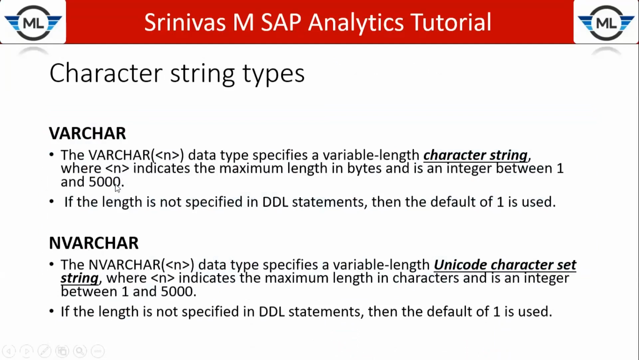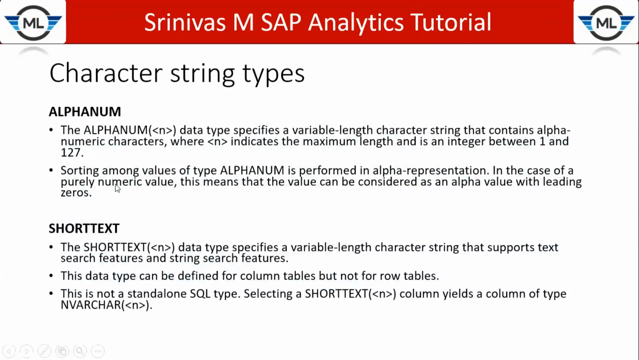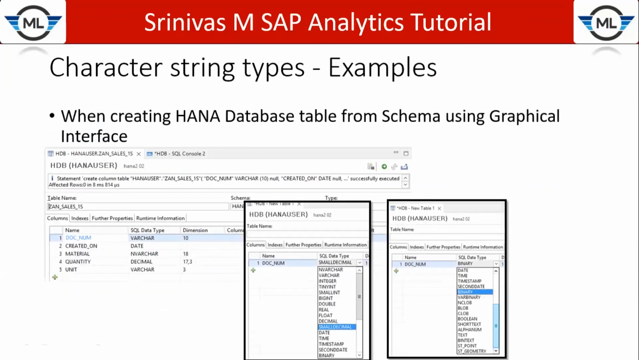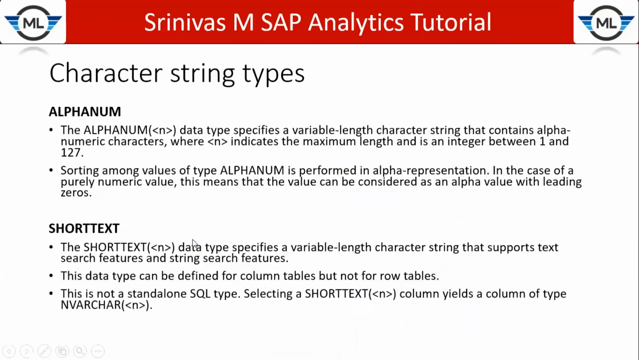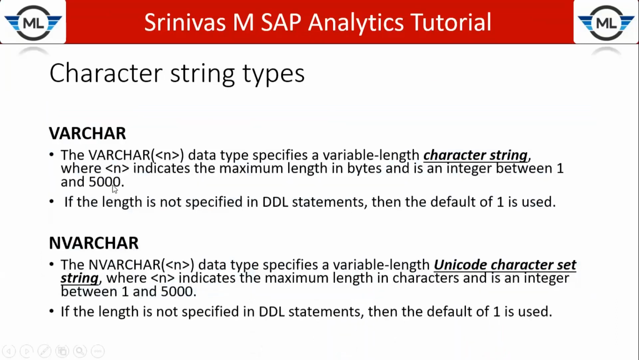And what was the syntax of defining it? The syntax for defining VARCHAR is, in the table you give the VARCHAR, and then in the dimension you need to specify the length of it, how many characters it can support. As per this, you can give a maximum of 5000, between 1 and 5000.